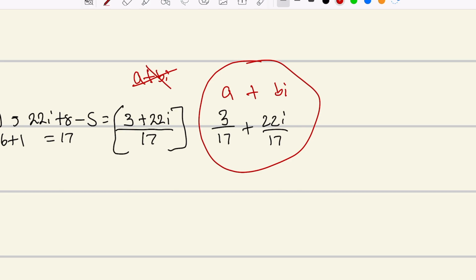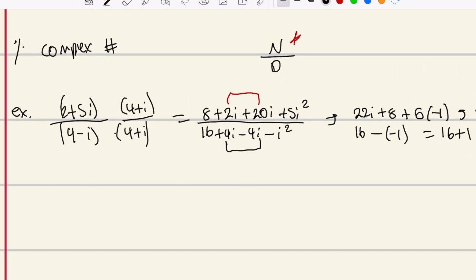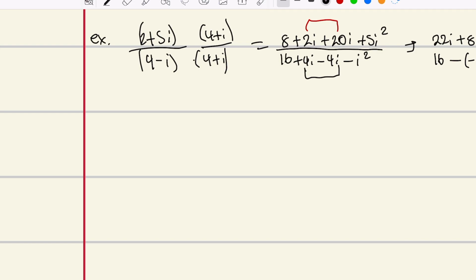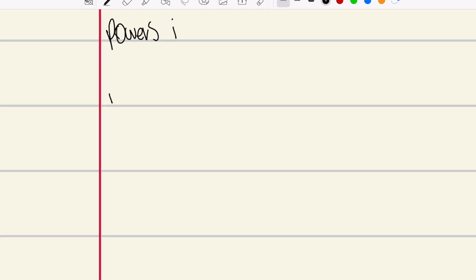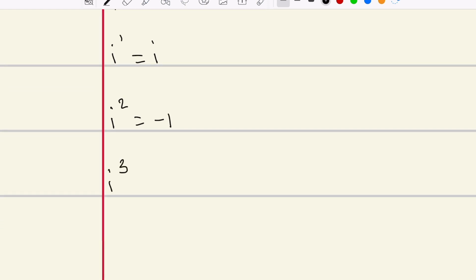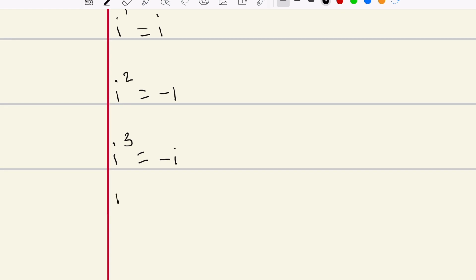Okay, and last part. So we're going to be doing the powers of i. I recommend just memorizing the first 4. So powers of i. Okay. So i to the first power is i. i to the second power is negative 1. i to the third power is negative i. And i to the fourth power is 1.